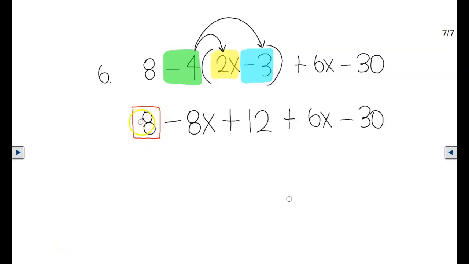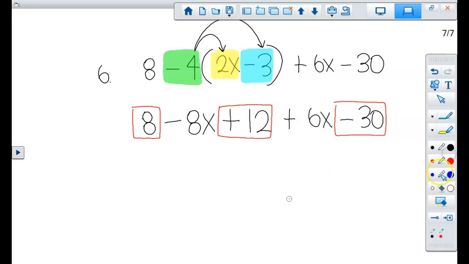Does this have a variable part? The answer is no. So I am looking for other terms that do not have a variable part. I see that with the plus 12. Notice he gets to keep that plus sign. And I see it with the minus 30. Notice he gets to keep that minus sign. Always let them keep the sign that's in front of them. It belongs to them. So we're going to do what this says and combine these 3 terms.